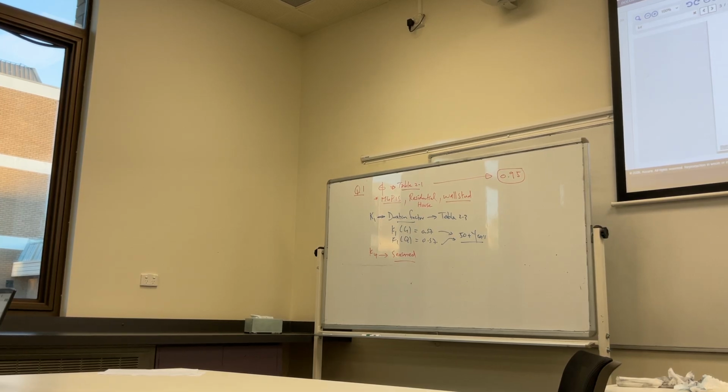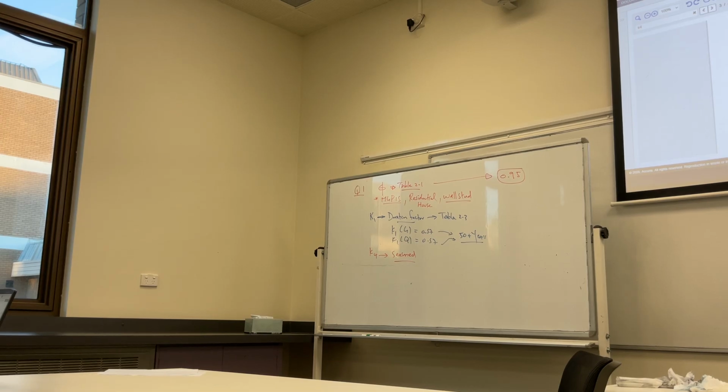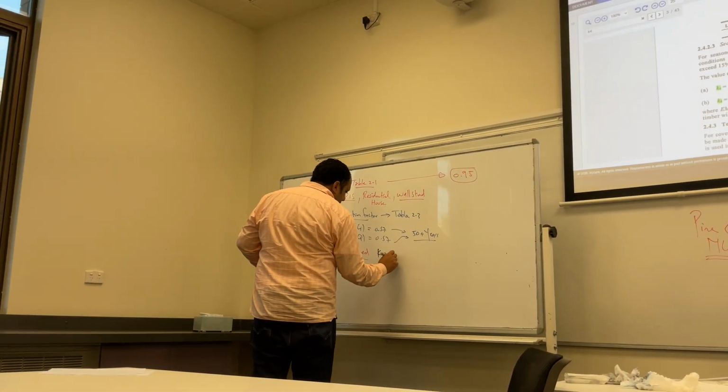So if we go to the standard again, 1. It is seasoned timber. Yes, 1. So for seasoned timber, we can take it as 1, but the value of K4 should be the greater of these 2. 0.7. We don't know the EMC yet, so we can take it as 0.7, because this is arid areas or high temperature areas. So K4 is 0.7.